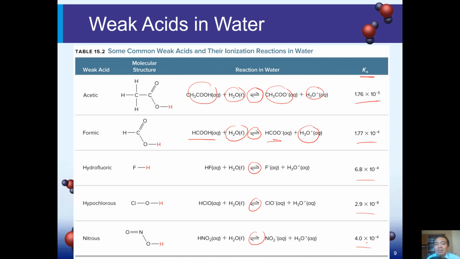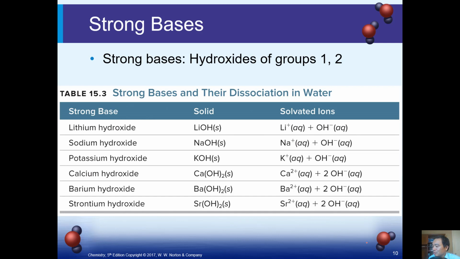What about strong bases? Strong bases follow the same definition. It ionizes 100%. So what is a strong base? Strong is an absolute concept. That means 100% ionization.